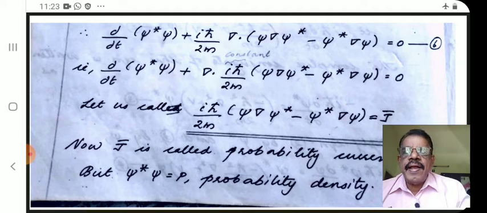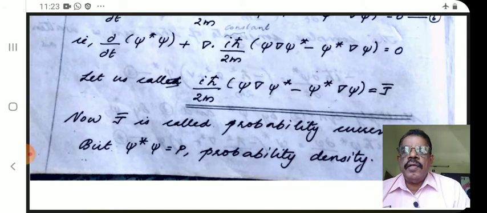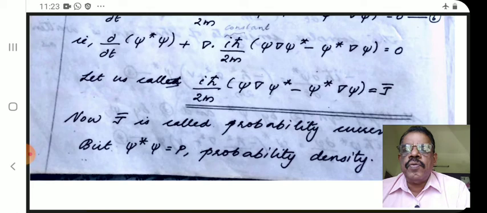This is a very important step. Let us call the term coming along with the del, iħ by 2m, ψ del ψ* minus ψ* del ψ, equal to J. That is an important step. Call the term after the del in the second term, iħ by 2m ψ del ψ* minus ψ* del ψ, J for now.